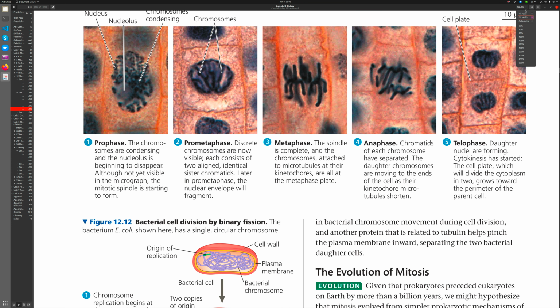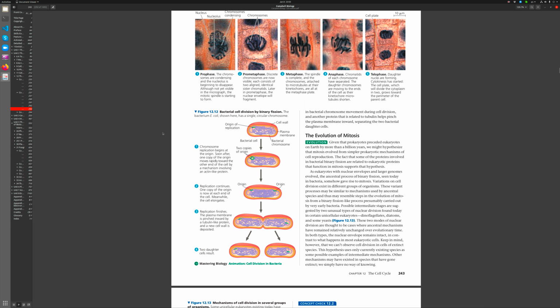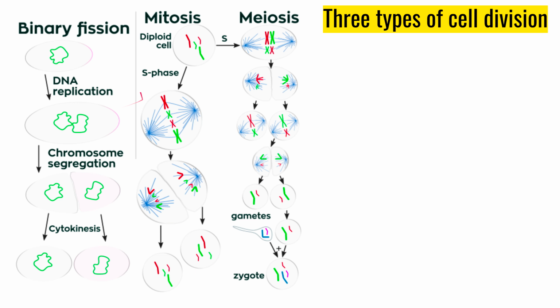Okay. Flip the page. So we have the whole thing. That's binary fission: DNA replication, chromosome segregation, and cytokinesis. And then we have mitosis that we've just talked about before. Diploid cell, then S phase, then mitosis. And then we have meiosis that we're going to talk about in the next video.